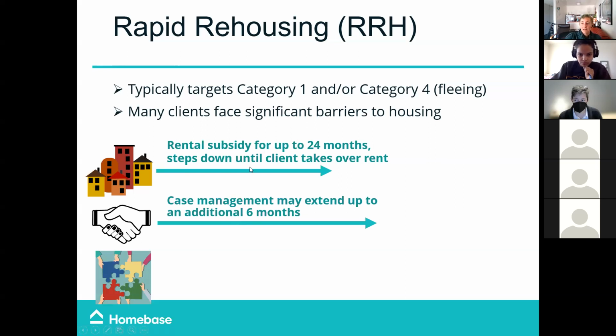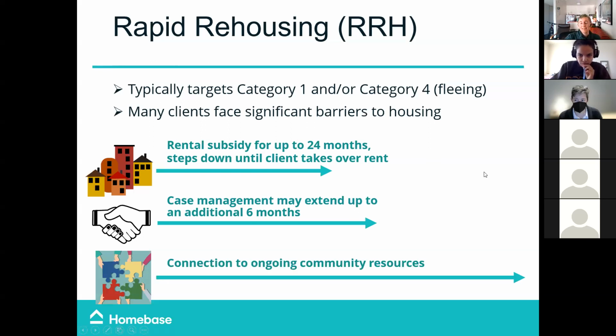Case management is also time limited. So this funding allows for case management to continue up to 6 months past the end of that rental subsidy, but it is still time limited. So an important part of rapid rehousing is for the client and the provider to recognize that this is necessarily time limited, which is why the connection to other supports outside of the project, to the services that are available in the community, is such a huge focus for rapid rehousing. So connections to those stabilizing supports in the community are going to help someone maintain their housing stability after they're exited from the project.